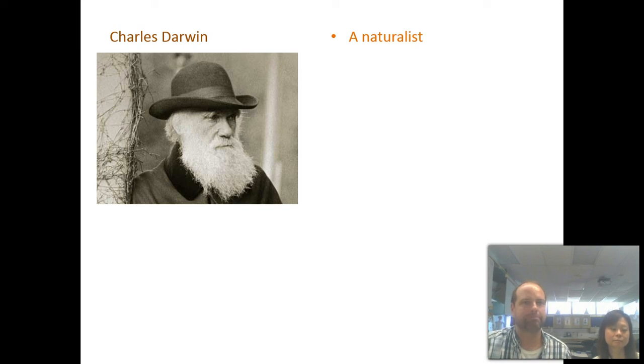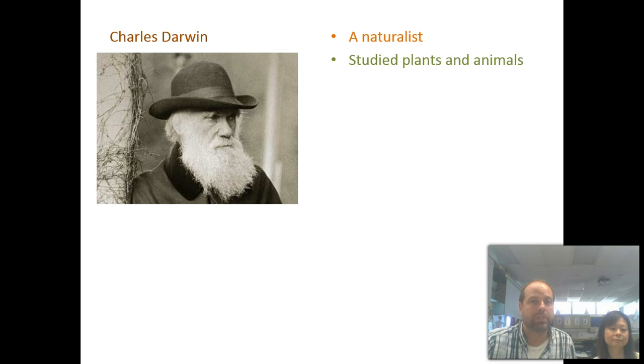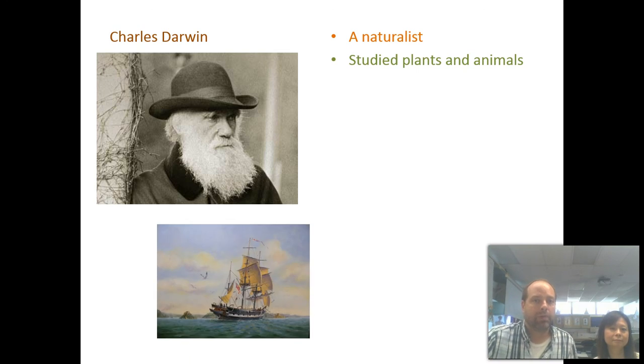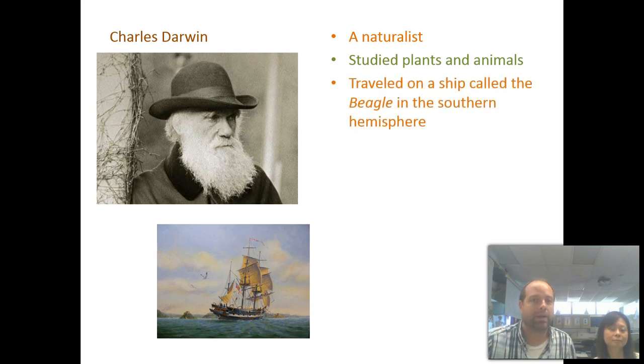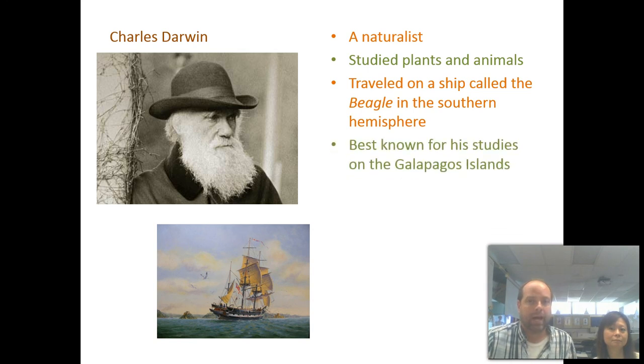Okay, so he was a man who lived in England. He was a naturalist, which meant he studied plants and animals, and he got an opportunity to go on a boat around the world. And here's the boat right here. You can see a picture of the boat. So it wasn't that big. He traveled around the world in the boat called the HMS Beagle.